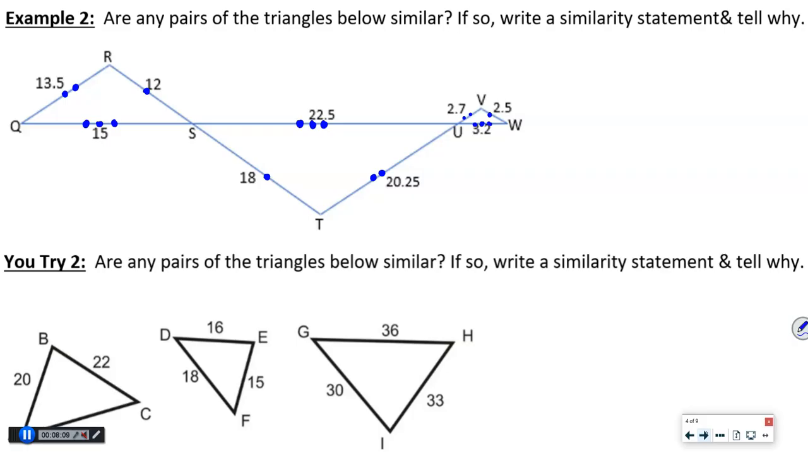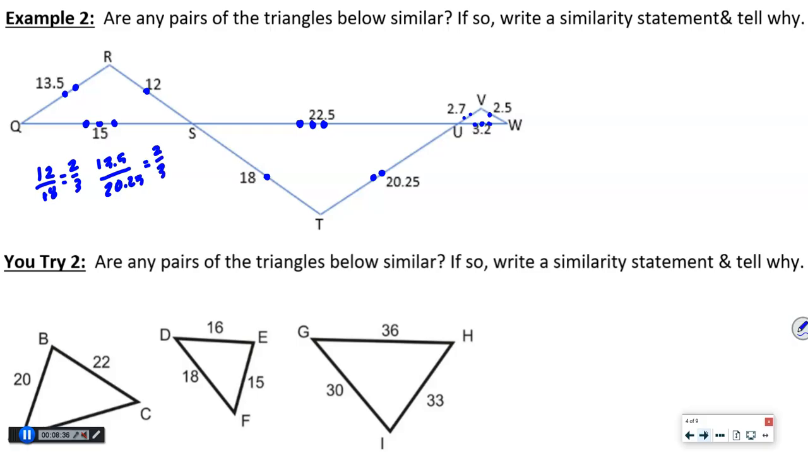So let's go ahead and start with the one on the left. We're going to do 12 over 18. 6 goes into both of those, so that's 2/3. That's the ratio we're looking for. So do we get a 2/3 ratio when we do the rest? We're going to go 13.5 over 20.25. Reduce that in your calculator, and once again, it's 2/3.